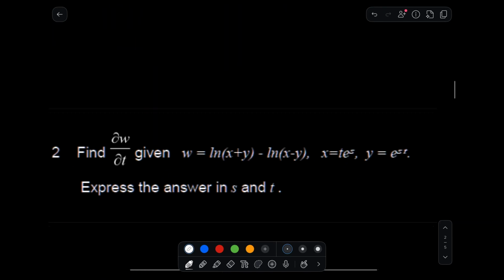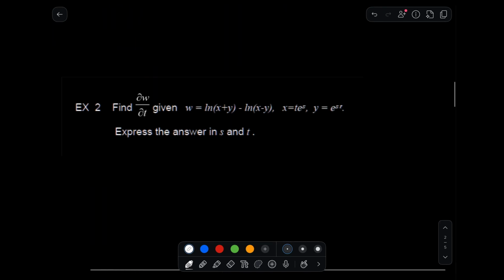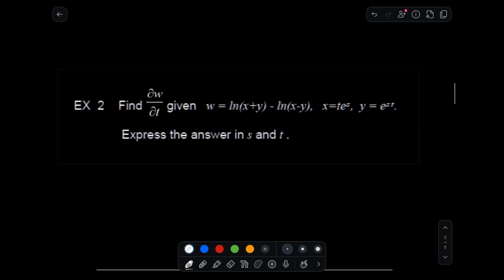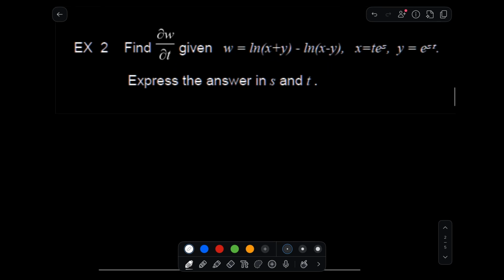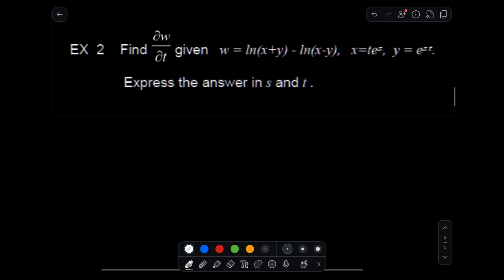Perfect. Example 2: find ∂w/∂t given w equals ln(x plus y) minus ln(x minus y), given these parameters for x and y. This is going to involve the second theorem that we learned. And if you want to pause the video, try this on your own, feel free to do so. And let's get right into it.